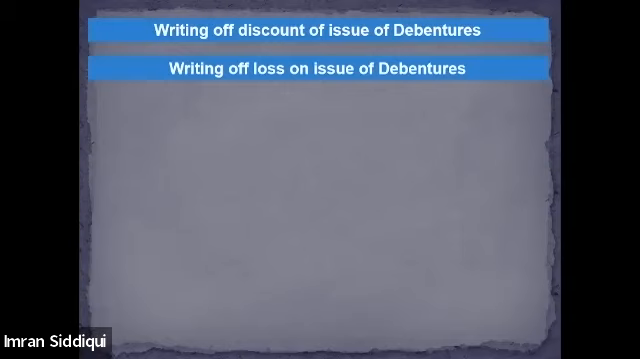If we have the security premium reserve, then we'll first of all try to write off all these losses through the security premium reserve. And after that, if there is an amount left to be written off, the remaining amount will then be written off using the profit and loss account. Understood?